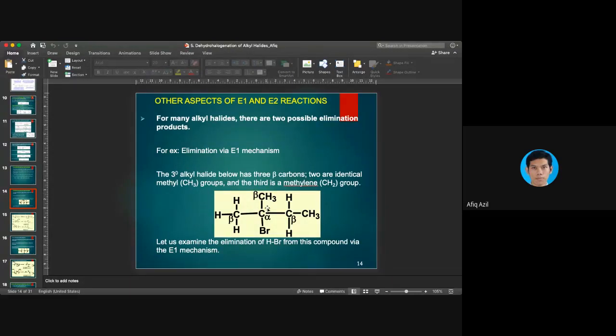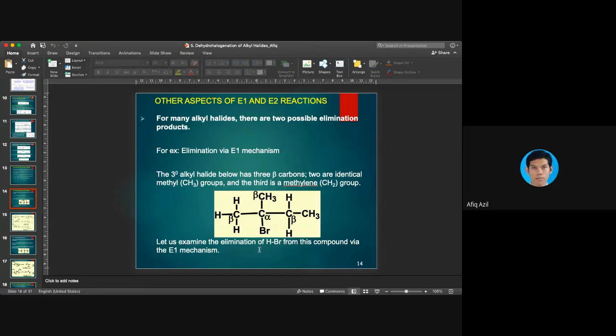Because if you want to give the name, you have to start by finding the longest carbon chain, right? It can be 1, 2, 3, 4, or you can start 1, 2, 3, 4. This methyl will still be at the second position. But these two hydrogens are not in the same environment as these two. So now you have two options. Your nucleophile can come in and take away this hydrogen or this hydrogen. So which one does it want to take?